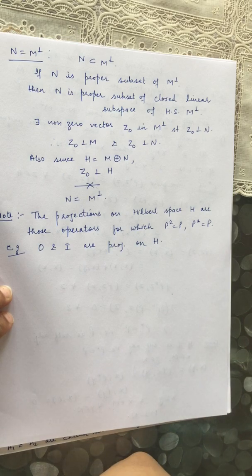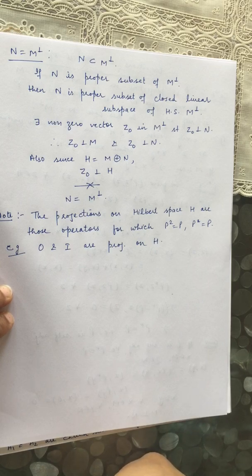Now we know there is 1-1 correspondence between the projection and the closed linear subspaces. In case of Banach spaces, we take M and N, where M is range space and N is null space. But in case of Hilbert spaces, we have proved in this theorem that if P is a projection on Hilbert space H, then its range space is M and its null space is M perp. So there is 1-1 correspondence between the projection P and the range space M, or we can say the pair M and M perp, where M is range space and M perp is null space.